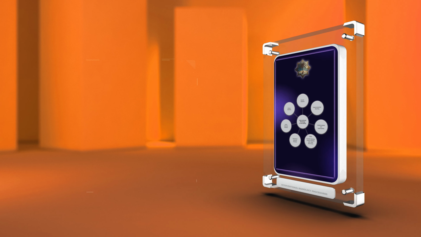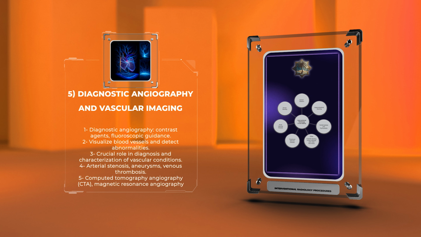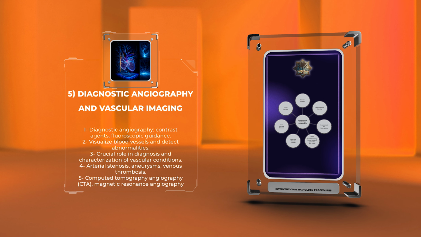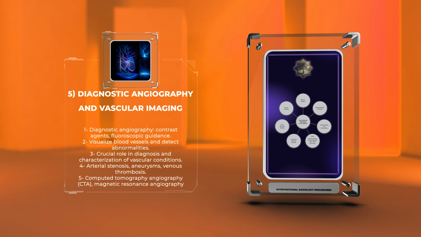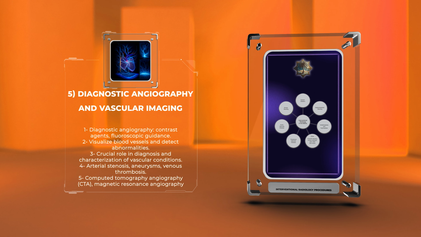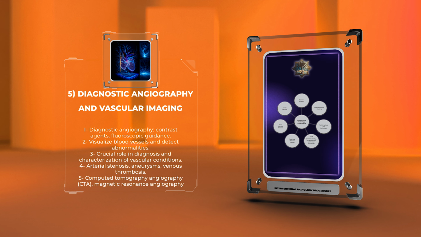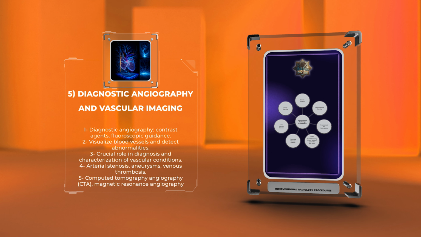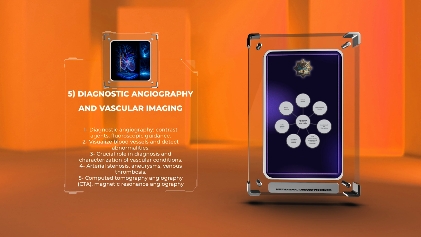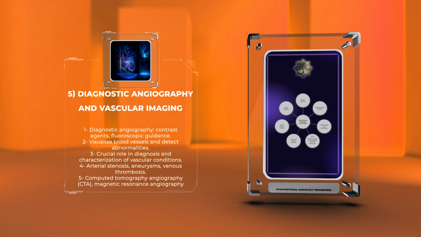Diagnostic angiography utilizes contrast agents and fluoroscopic guidance to visualize blood vessels and detect abnormalities. It plays a crucial role in the diagnosis and characterization of vascular conditions such as arterial stenosis, aneurysms, or venous thrombosis. Vascular imaging techniques, including computed tomography angiography, CTA, and magnetic resonance angiography, MRA, also provide detailed vascular visualization without invasive procedures.